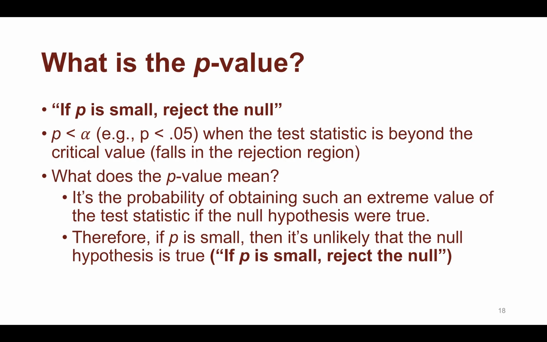It's a little bit complicated. It's one of the most commonly made mistakes in terms of interpreting the value of a statistic. But a p-value is the probability of obtaining such an extreme value of the test statistic if the null hypothesis were true. So if p is small, you're saying that it's improbable, based on your data, that the null hypothesis is true. So therefore, if p is small, reject the null.